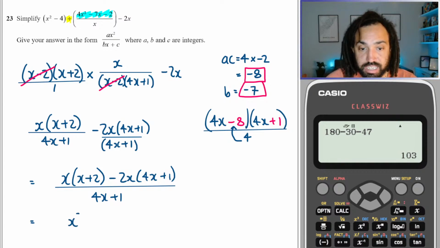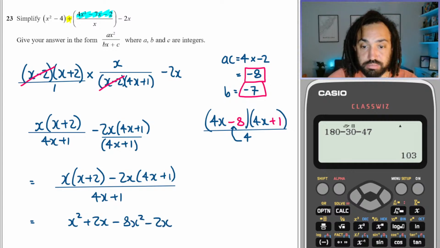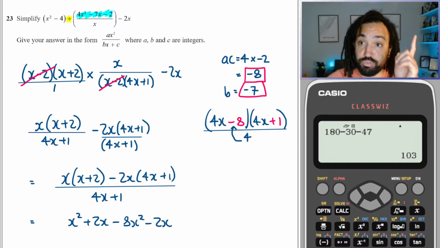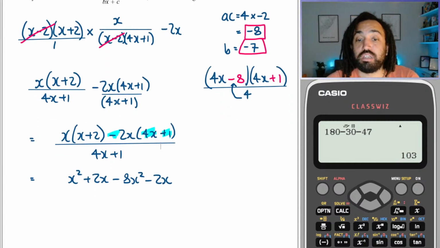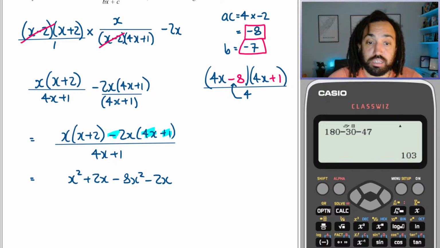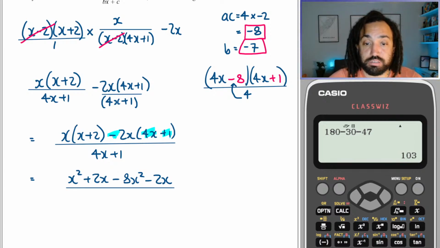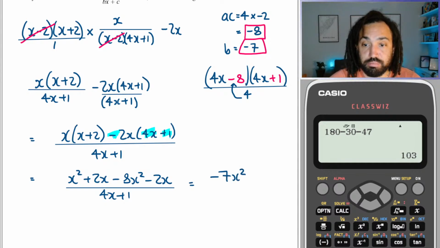Okay, so that gives me x squared plus 2x minus 8x squared minus 2x when I expand out. Don't forget to multiply the negative to both terms inside the bracket, the 4 and the positive 1. And that's all over 4x plus 1, which gives me a total of minus 7x squared over 4x plus 1.